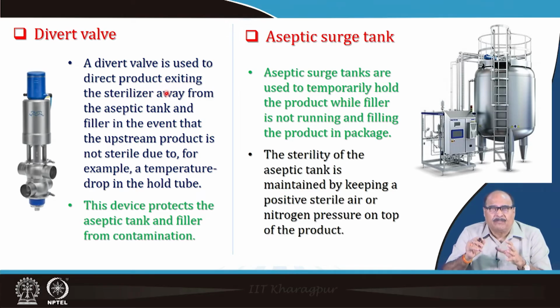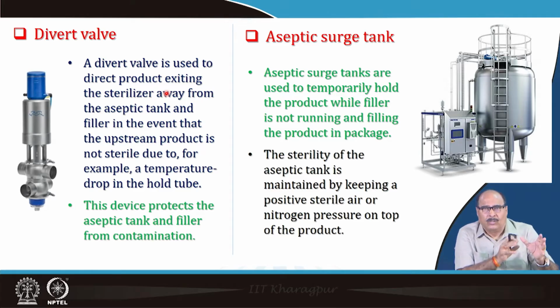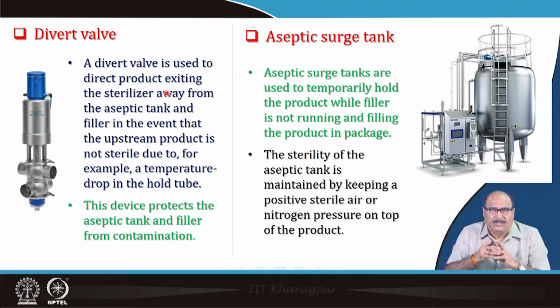Then there is the aseptic surge tank. The aseptic surge tank is provided in this processing line, okay, and is generally used to temporarily hold the product while the filler is not running and filling the product in packages. So, from the hold tube the material is taken and put into the aseptic surge tank. Sterility of the aseptic tank is maintained by keeping a positive sterile air or nitrogen pressure on the top of the product.